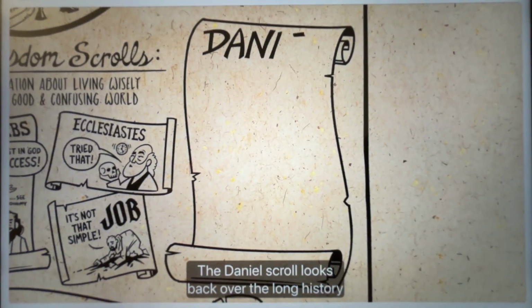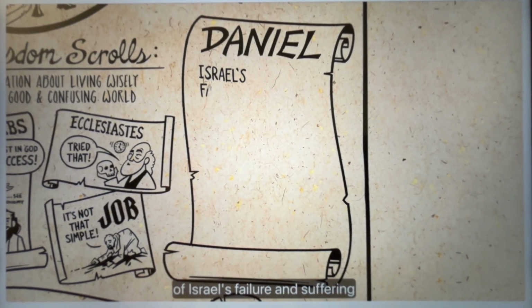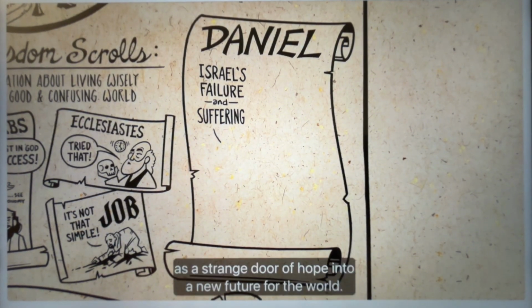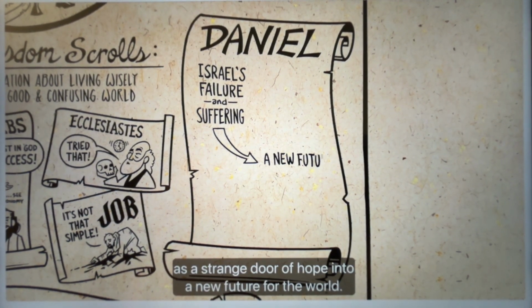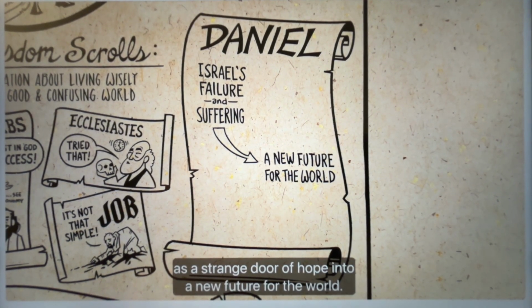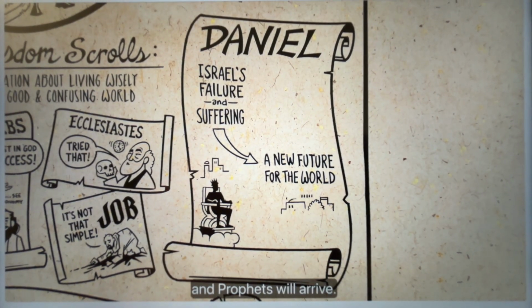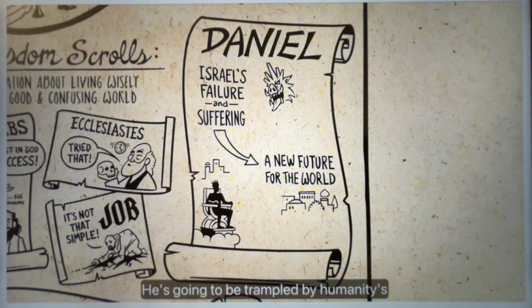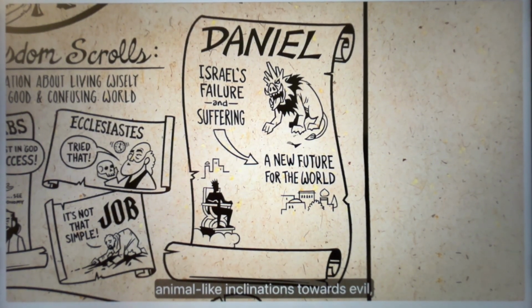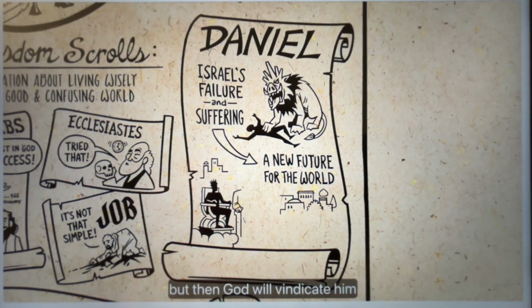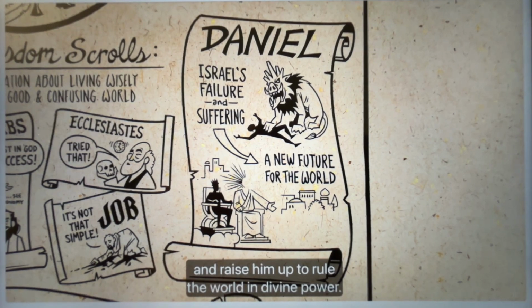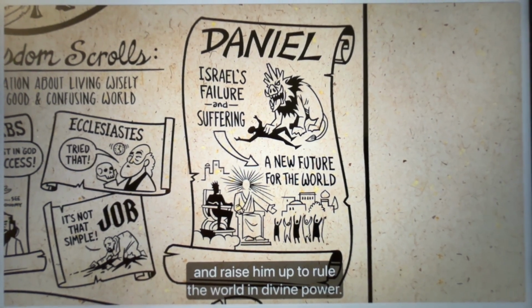Two of the last books of the Tanakh to be written make a crucial contribution. The Daniel scroll looks back over the long history of Israel's failure and suffering as a strange door of hope into a new future for the world. One day, that new human promised in the Torah and prophets will arrive. He's going to be trampled by humanity's animal-like inclinations towards evil, but then God will vindicate him and raise him up to rule the world in divine power.